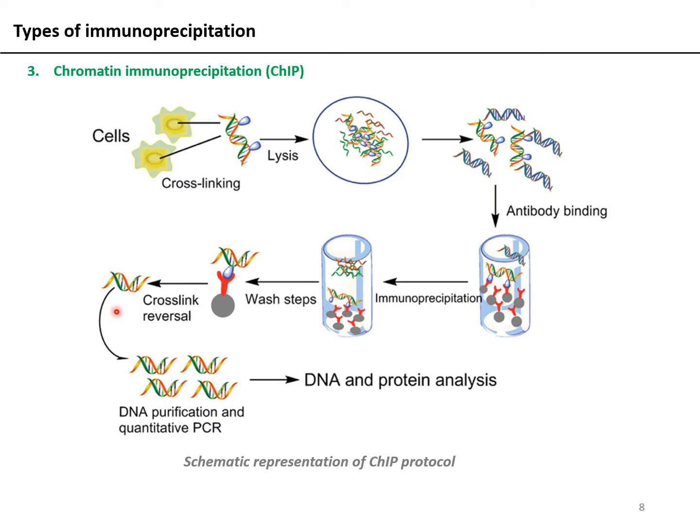So for the protein, you can simply do a Western blot or run a Coomassie gel to confirm that yes, indeed, your IP protocol was successful and you have successfully isolated the protein out of solution. And then you purify the DNA and run a quantitative PCR.